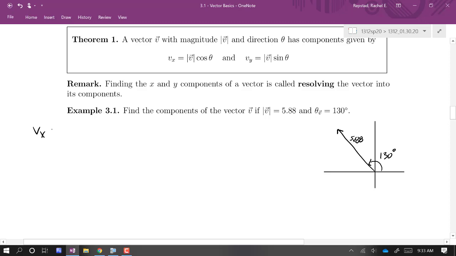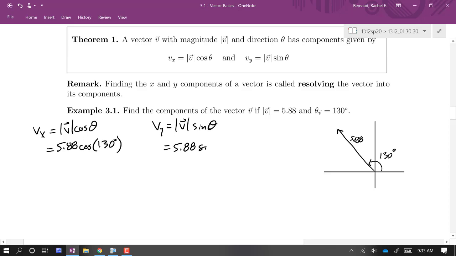So Vx is magnitude times cosine theta: 5.88 times cosine of 130 degrees. Vy is magnitude times sine theta: 5.88 times sine of 130 degrees.